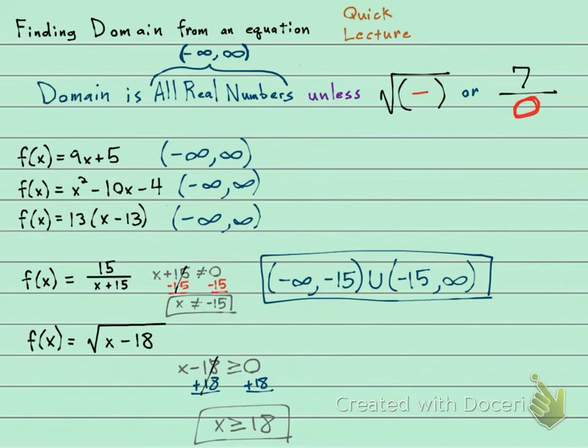So how do I write this in interval notation? X is greater than or equal to 18. Well, from left to right, I start at 18, and I go all the way to infinity. Infinity always gets a parenthesis. And 18, is this included? Is it equal to 18? Yeah, it's greater than or equal to. So I'm going to use a bracket. So this is my domain.